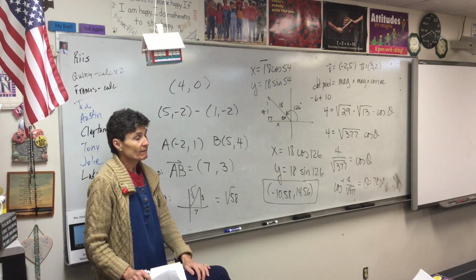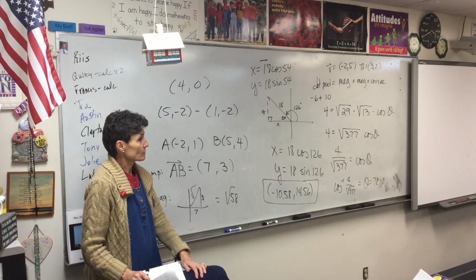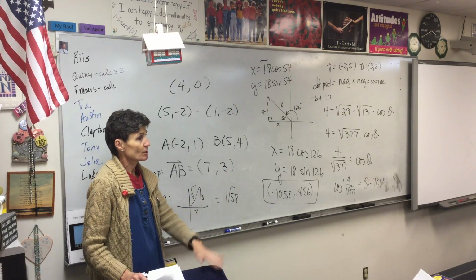Alright, how do we find the angle between two vectors? Dot product equals magnitude times magnitude times cosine.